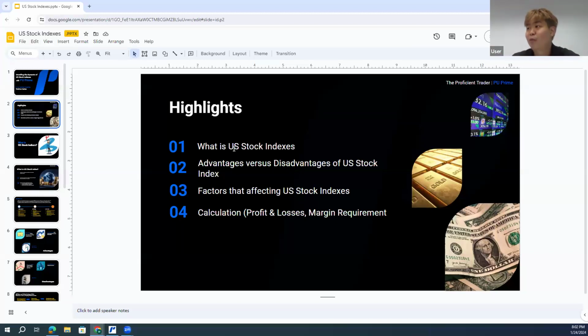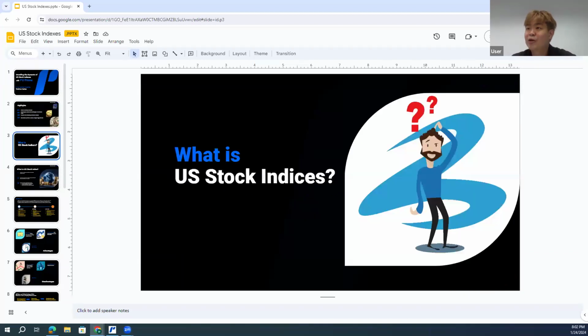So the first thing is very simple: what is the US stock index? We will provide you a simple definition, and then the advantages as well as the disadvantages of the US stock index. Then we will also update you about what factors are affecting the US stock index, and we will also teach you how you can make calculations for it.